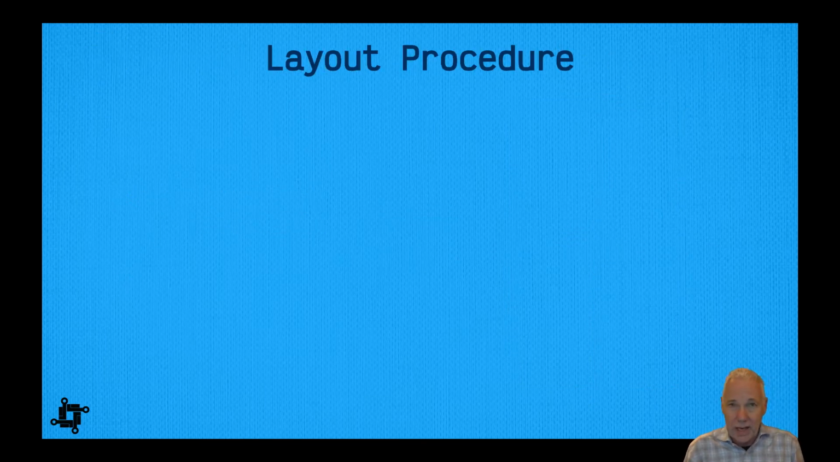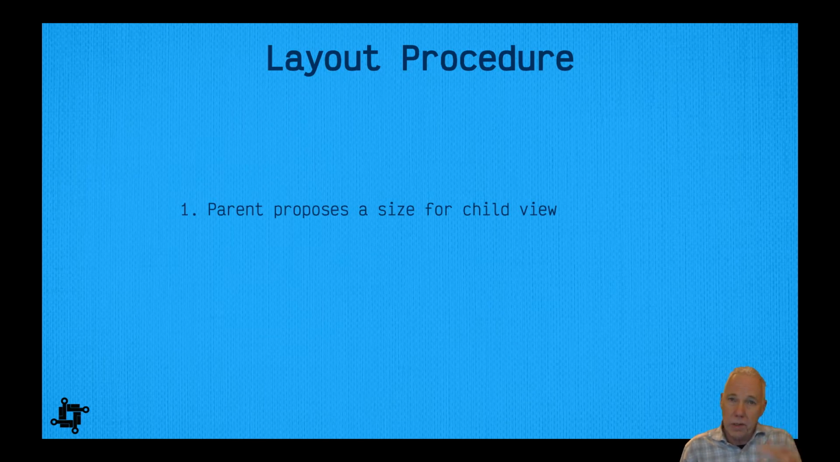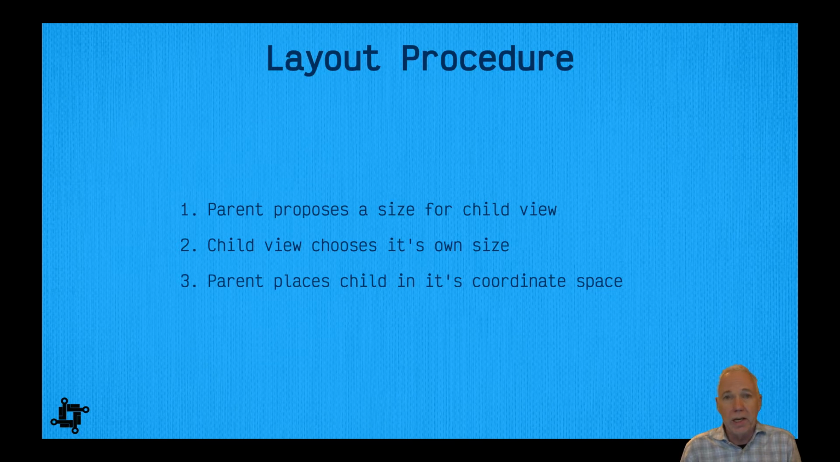Again, the layout procedure is 3 steps. One, the parent proposes a size to the child. Secondly, the child chooses a size and sends that size back. And then third, the parent will place the child in its coordinate space. So it's always those 3 steps that take place.